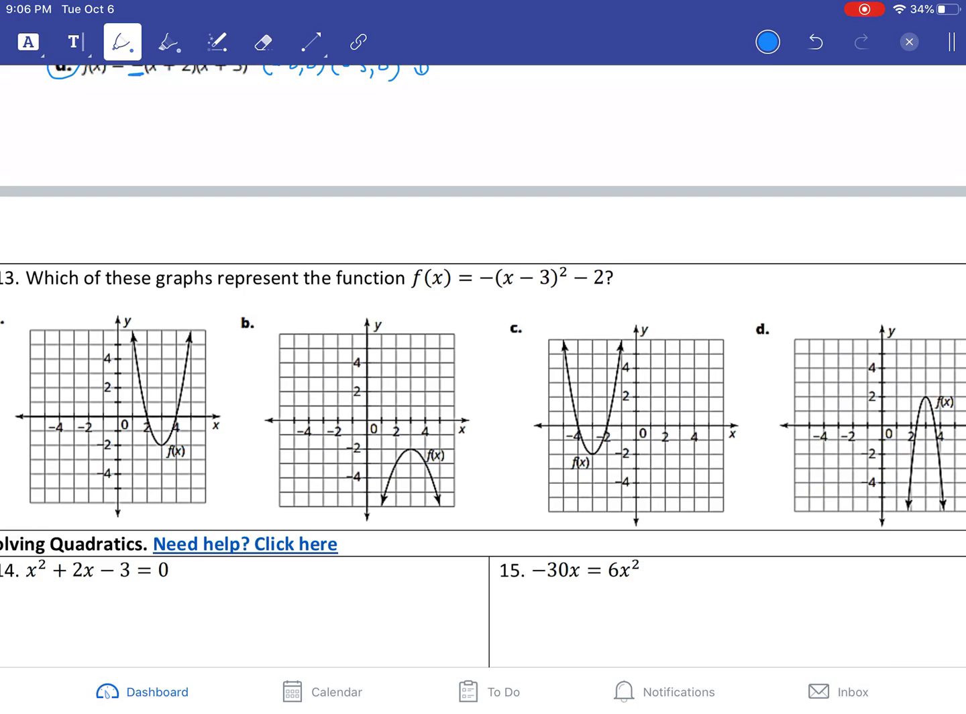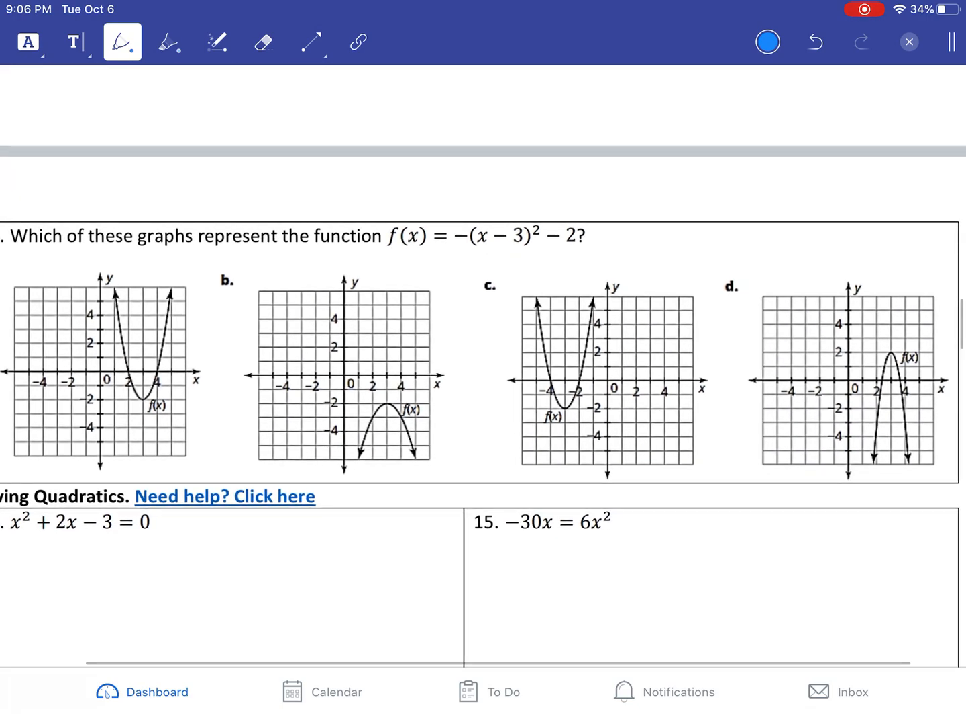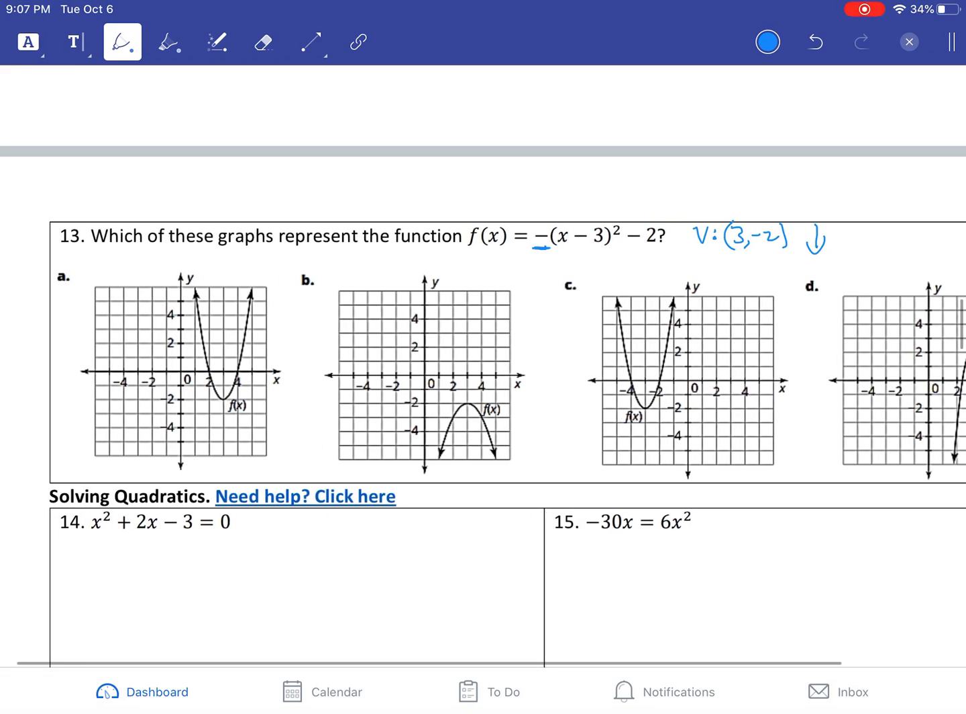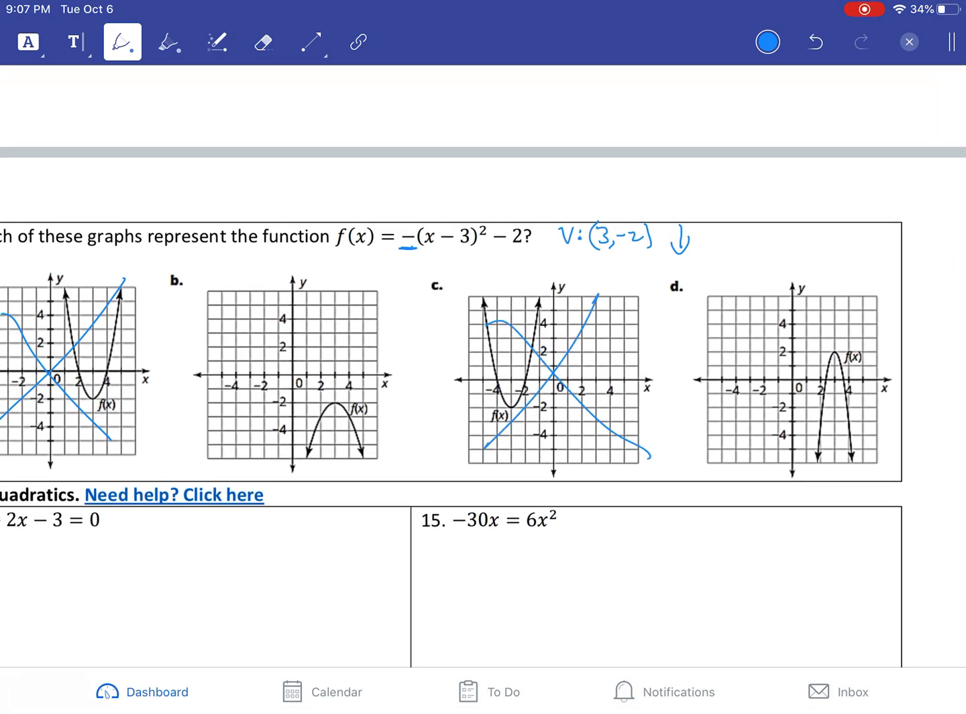Looking at 13, again, we have a vertex form, so the vertex is going to be (3, -2). All right, and the graph is going to be going down. Now these are a little bit more specific. Since it gives you more of a grid, you can actually find out if the point is correct. So (3, -2) going down. What we'll first do is cross off anything that's going up because this equation should be going down. So this one's off, and this one's off.